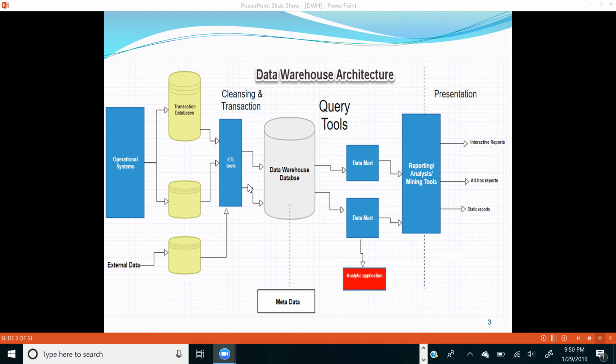So, clear, Priya, on that point? Which one is used for reporting? OLTP or OLAP?